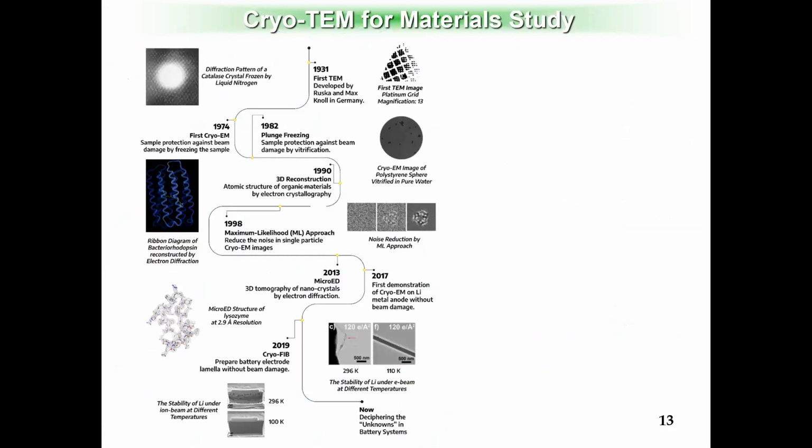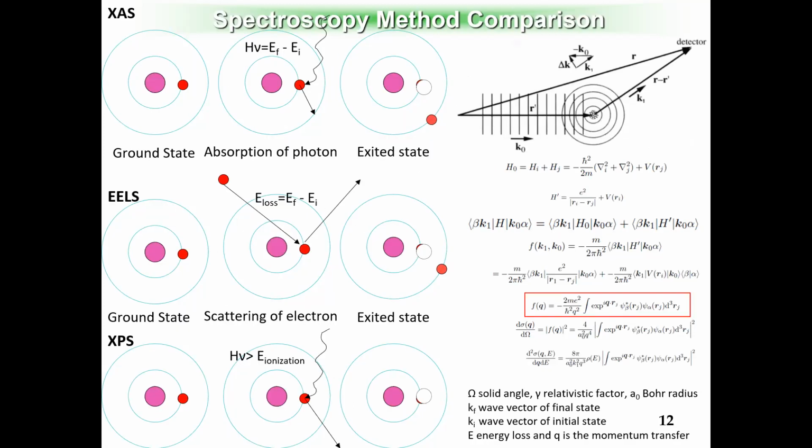Minghao? Yeah. I have a question on this last slide. Is the difference in the sort of ionization a result of different energy levels? Because it seems with XAS and EELS, even though we're using X-rays in one case and electrons in the other, we're going to just an excited state versus an ionized state in XPS.